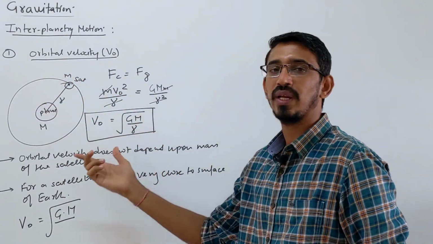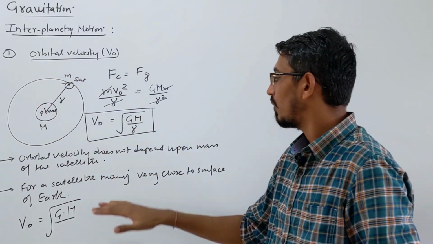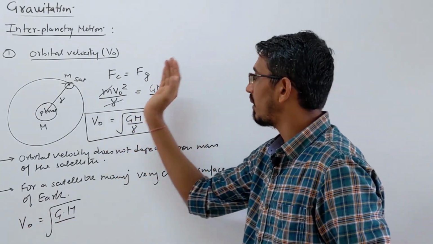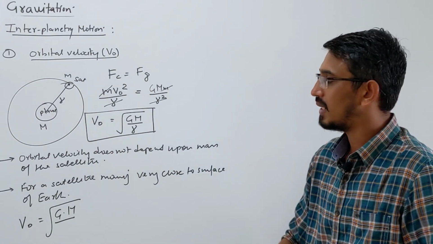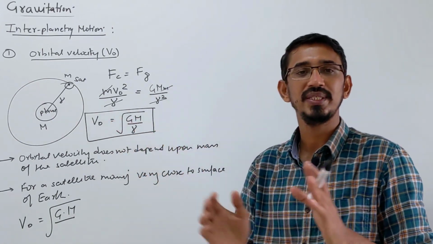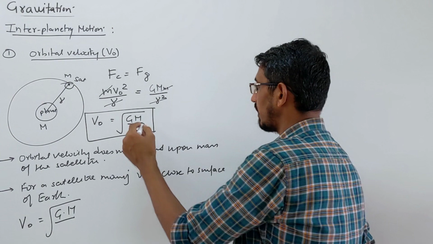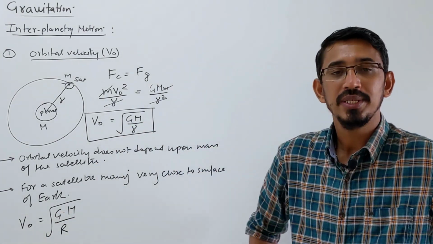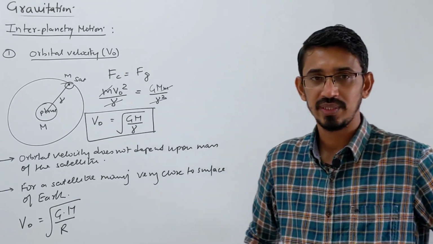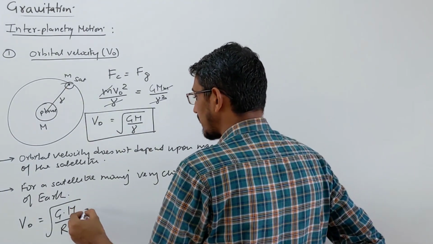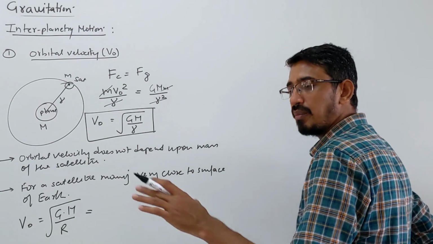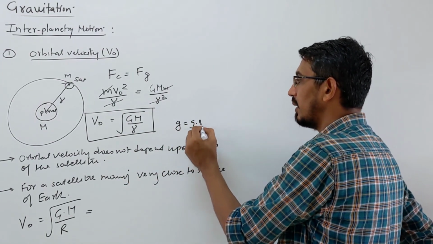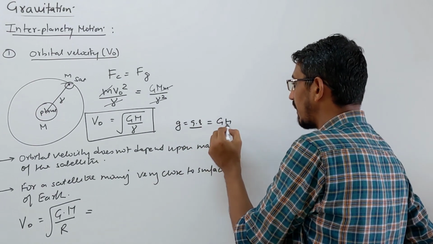The formula I wrote before is the general formula for any planet and satellite system. Now we are writing it specifically for the earth. The satellite is moving very close to the earth's surface, so the distance between satellite and earth is simply the radius of the earth. So here you put the radius of the earth R. Everything is known here: G, the mass of the earth, and the radius of the earth. Or you can also write this formula in small g format, because we are talking about near the surface of the earth, where the value of g is 9.8. The formula for g is G M by R square.